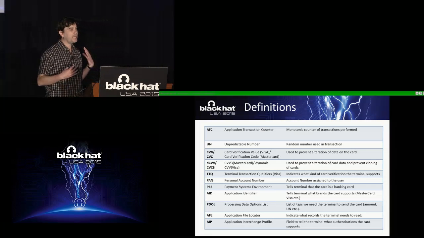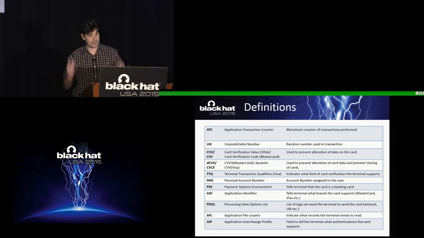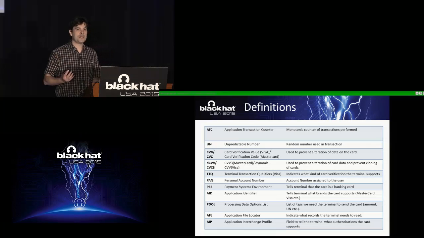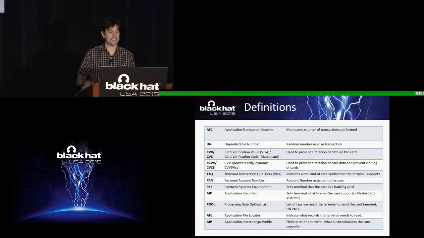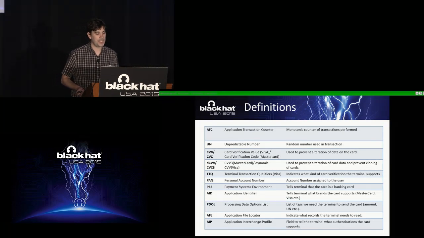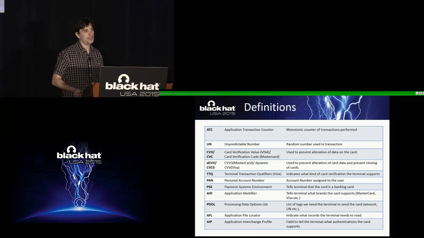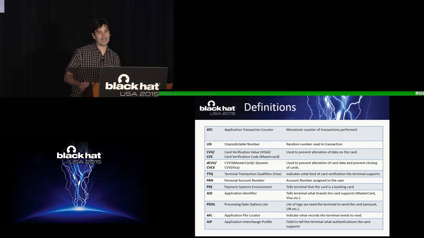So a key thing in this area is the definitions. In payments, you get a lot of acronyms defined in how a transaction occurs. The key ones are the ATC, the Application Transaction Counter. This is a monotonic counter which is used to denote the number of transactions a card has produced. This is a fairly important number in the payment system to track fraud, to track the current use of the card, and it's used in the calculation of cryptograms and CVV codes.